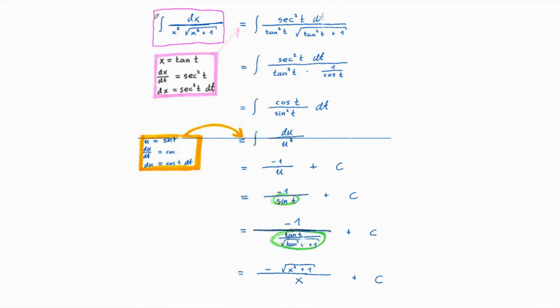To evaluate this integral, we use the substitution x equals tangent t, where t is between -pi over 2 and pi over 2. Then, dx equals secant squared t dt. When we substitute for x, we get the integral of cosine t divided by sine squared t. We evaluated this integral by the standard substitution u equals sine t. And finally, we replace sine t by this expression, to conclude that the given integral is equal to negative square root of x squared plus 1 divided by x plus c. We can check that the derivative of this function is the given function.